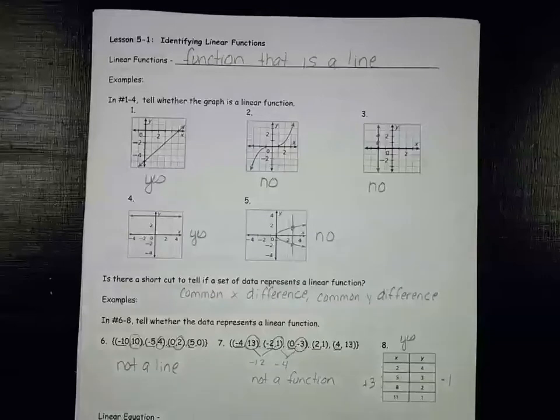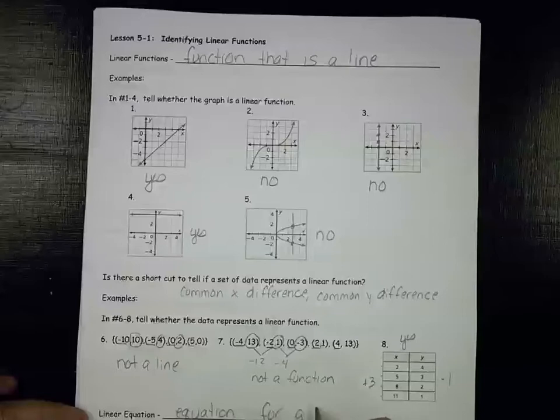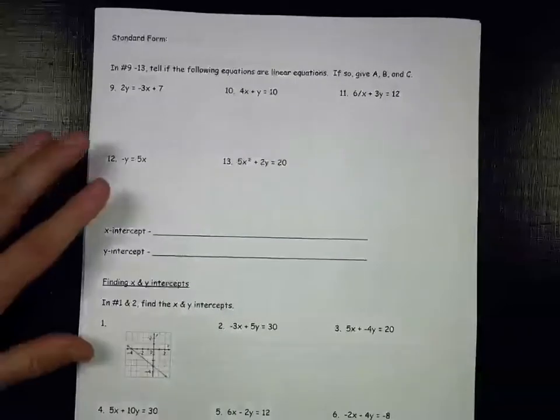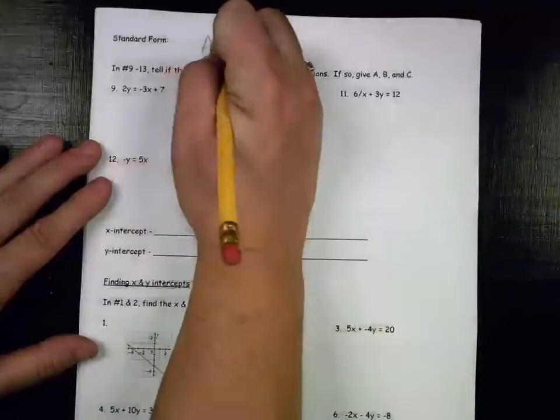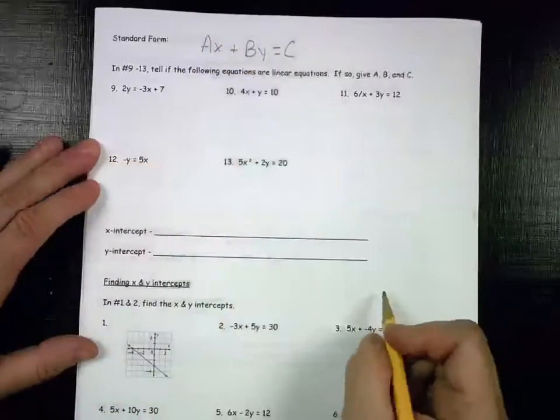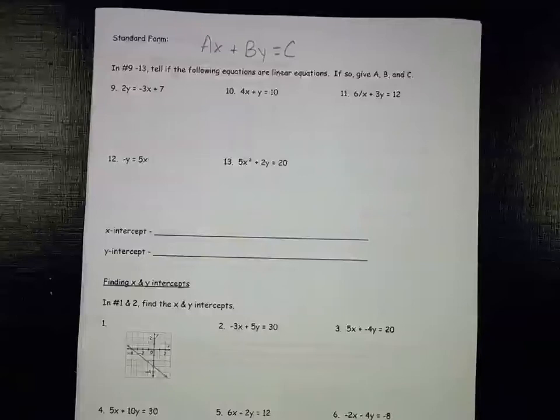Linear equation is just an equation for a line. And we have 3 different types of equations for lines. And the first one is standard form. Standard form is ax plus by equals c. A, b, and c are all going to be numbers. So the x and the y will remain an x and a y.